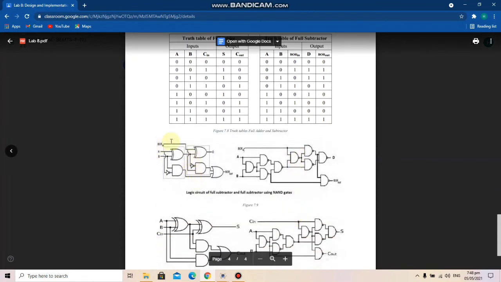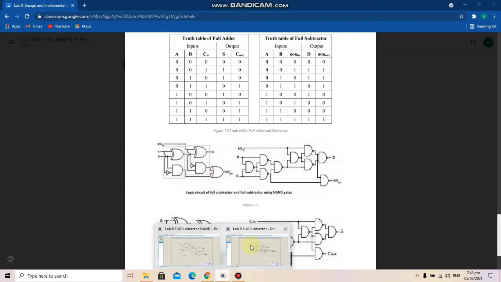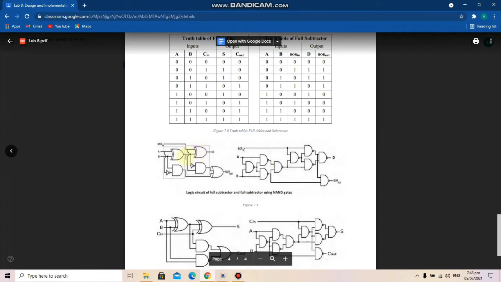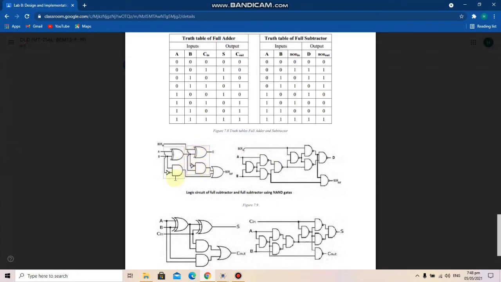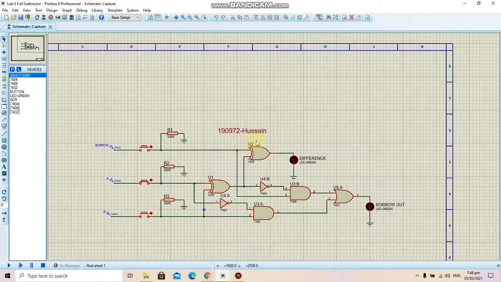And here is the logic circuit for the full subtractor. I have implemented this here, and let's see our results. I have all the push buttons as sources: borrow in, A and B, all three inputs, and two outputs, difference and borrow out. We can see here we have two XOR gates, two AND gates, two NOT gates, and one OR gate, and I have connected them in the same manner.